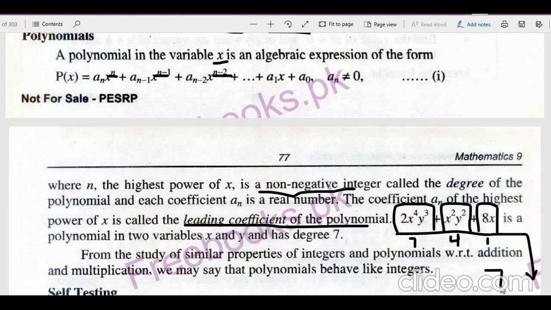You can find the degree of any polynomial by splitting the polynomial into terms. Just check the degree of each term separately, identify which one is greater, and that is the degree of the whole polynomial. Okay.